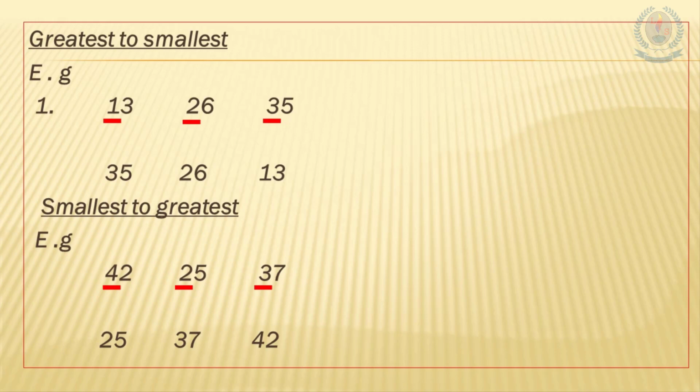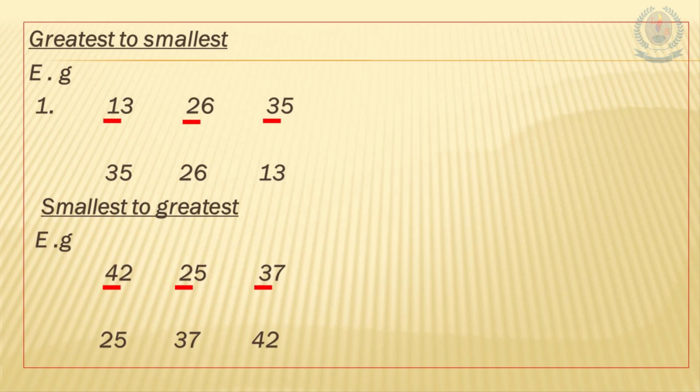The next one is smallest to greatest. There also I have underlined the tens. I have underlined there number 4, number 2 and number 3. First we have to write the smallest. The smallest one is number 2. That means number 25. First we have to write the smallest there. Then next smaller number is 3. That means number 37. And there's a remaining number, that means the greatest number. So you have to write the greatest number at last.